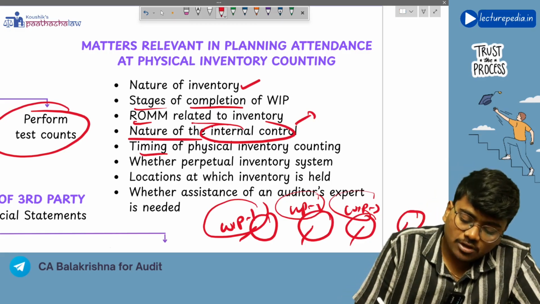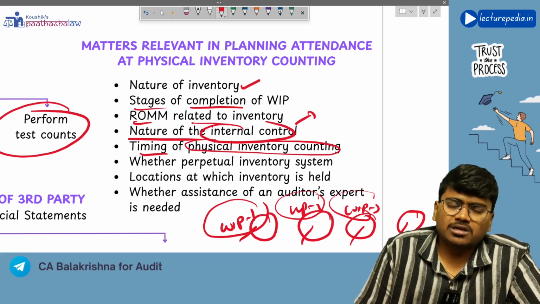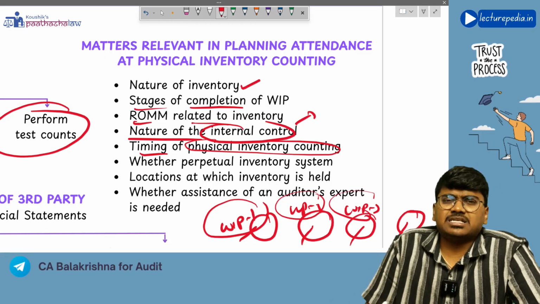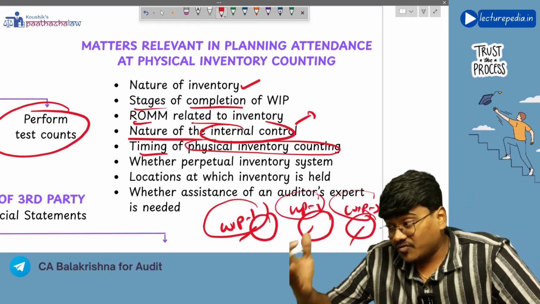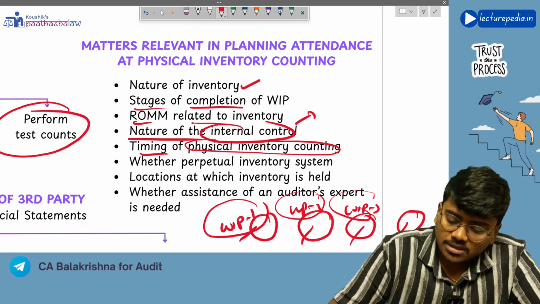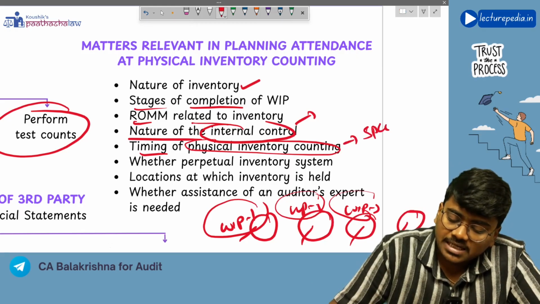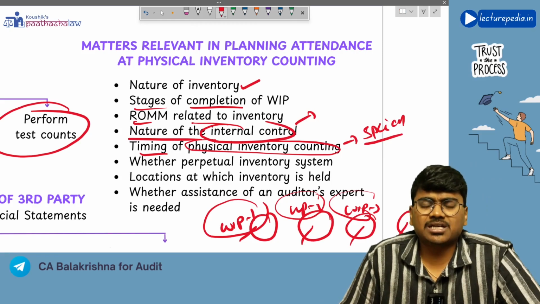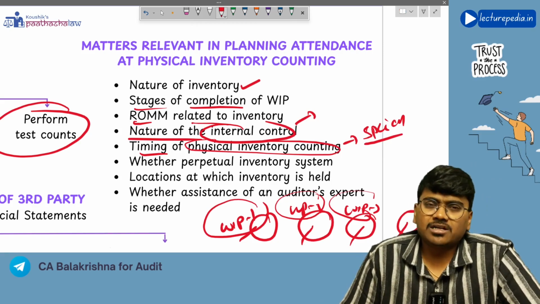Next, timing of physical inventory counting. At what time are you counting the physical inventory? Either on 31st March exactly you are doing it, or after 31st March, or before 31st March. There are some special cases with respect to this that we will cover. The next concept is only the special cases with respect to inventory counting.